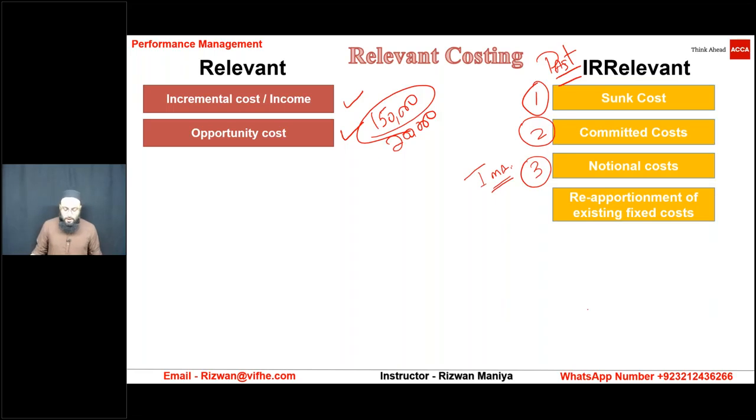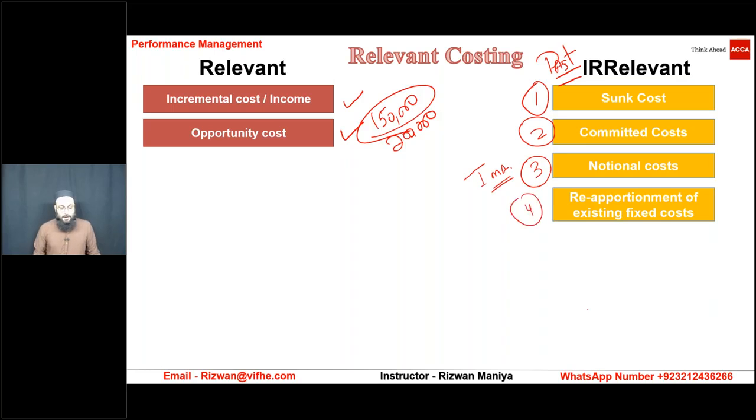Okay, so if you are absorbing your fixed overheads, that will not be a relevant cost for a decision, because that is an artificial cost, because that is not being incurred specifically for the decision. So any cost that is notional, imaginary, not real, will not be a relevant cost.